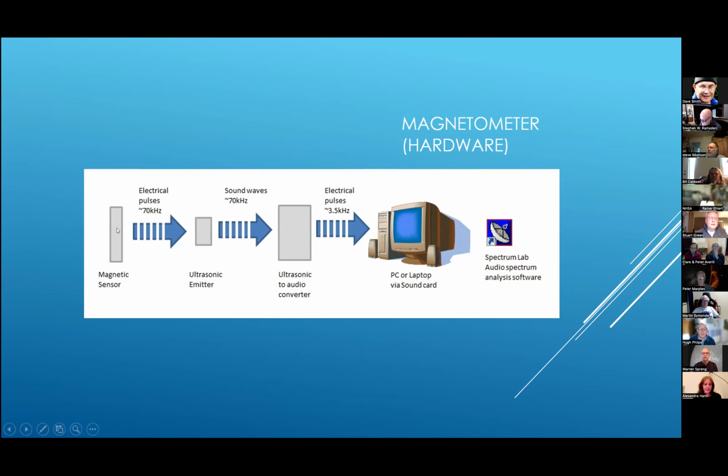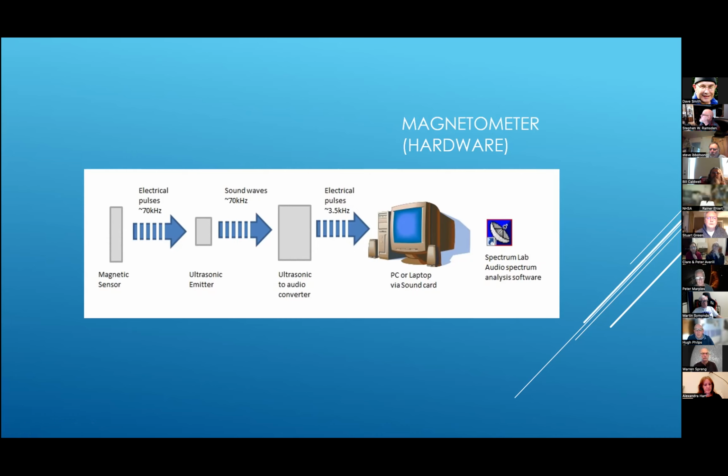So we've got to connect the magnetic sensor to a laptop to detect these small signals. And then we've got to not only detect them, but record them in some way. Okay, so the sequence I have, and there are other ways of doing it, no doubt, but what I do is connect the magnetic sensor, which gives out a train of pulses at 70 kilohertz or thereabouts, depending on how you tune it, to an ultrasonic emitter. So I produce physical sound from that sensor.